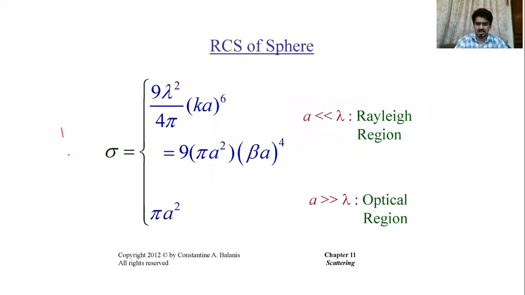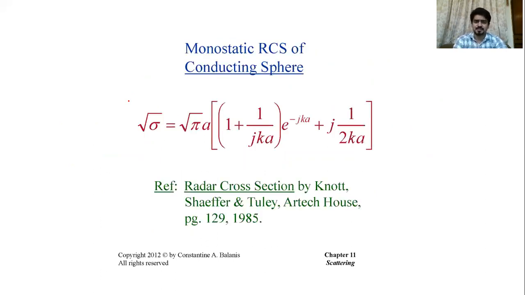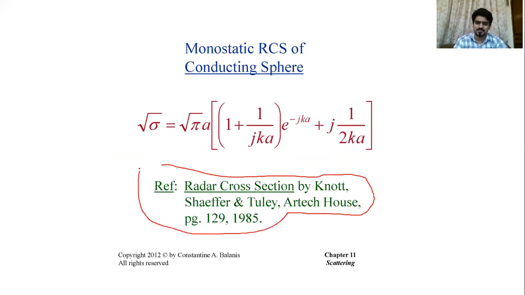So this is the RCS. And again, in this book, Radar Cross Section by Knott, Shaeffer, and Tuley, this is another expression of the monostatic RCS as a function of radial dimension a.